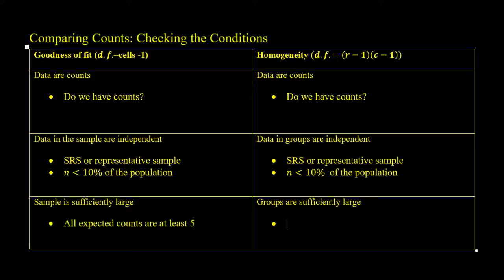Groups are sufficiently large. As in a goodness of fit test, we just verify that all expected counts are at least 5. The expected value of the cell counts, not the actual value from our data.